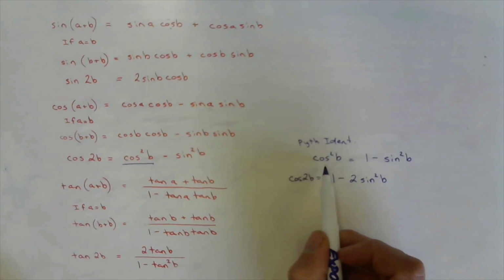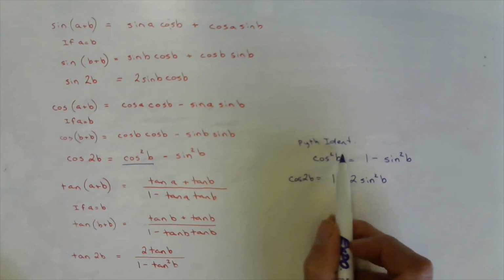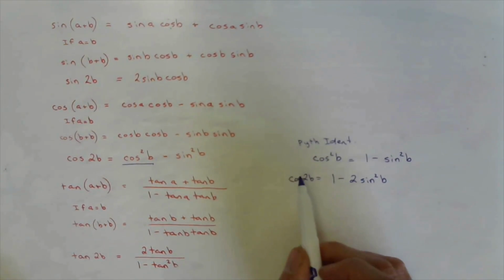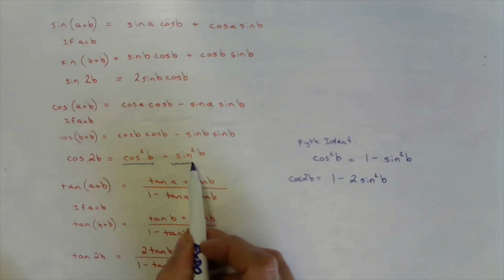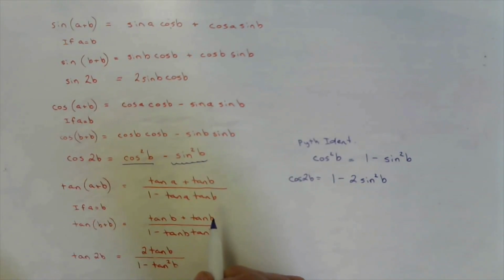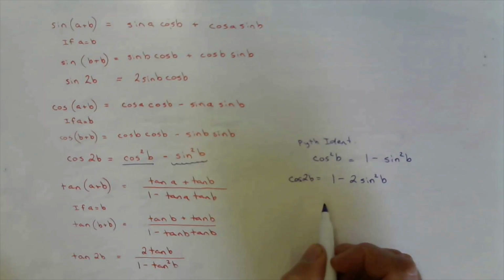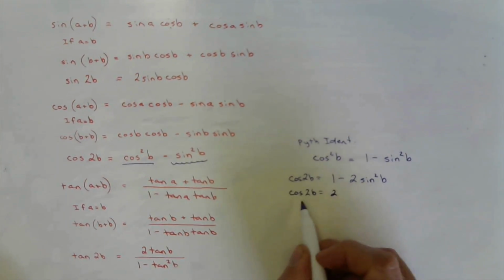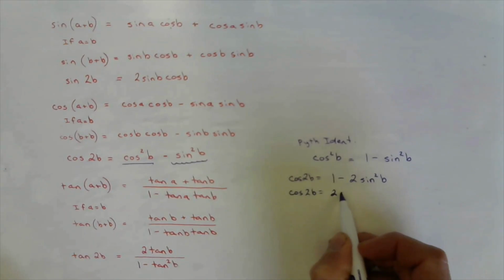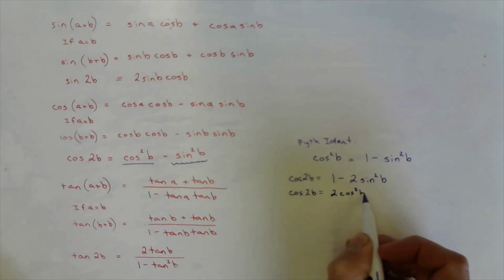Well, if you can substitute out the square of the cosine of B, you can also use the Pythagorean identity to substitute out the sine squared of B. And so the other way to write it, if you were to do that, is 2 cosine squared B minus 1.